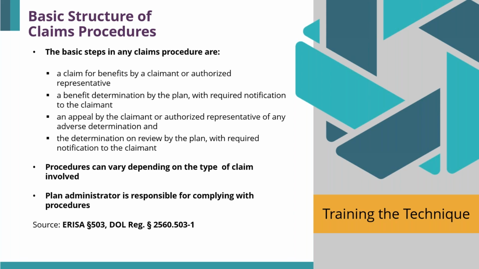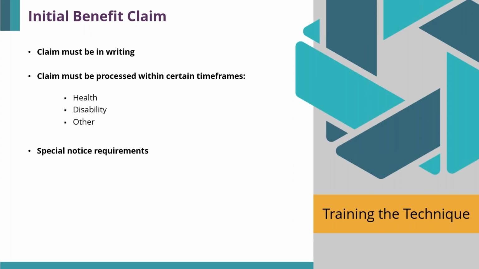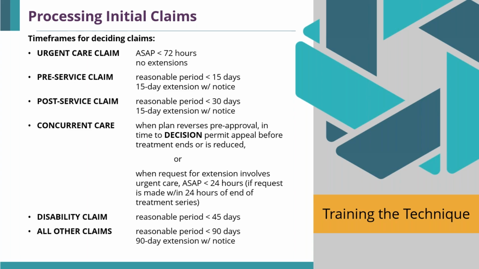Here is what ERISA requires: there has to be a determination of the claim. If there is a denial, there must be at least one appeal process, and the individual determining the claim on appeal must be different from the individual who issued the original denial. Procedures can vary depending on the type of claim involved. The claim must be in writing. The claim must be made within certain time limits, whether health, disability, or others. These cover the various claims for urgent care, pre-service claims, or post-service claims. If you're insured, this will be provided in your insurance contract. If you're self-insured, all of these have to be indicated.